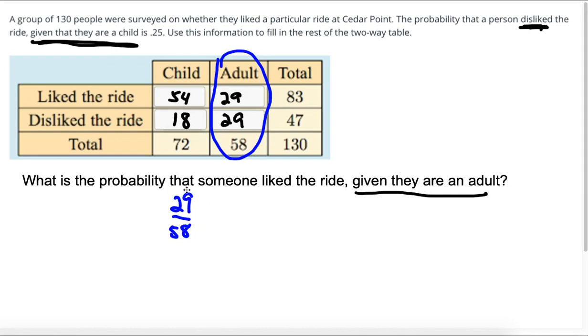So my probability would be 29 over 58. And that is an acceptable answer. You don't have to try to reduce. You can just leave that answer as 29 over 58.